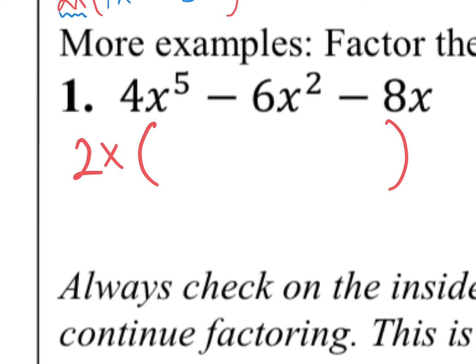Now if I did pull out the GCF, what would be left over on the inside? And let's try to work on this together. Like 2x times what will give me a 4x to the 5th?